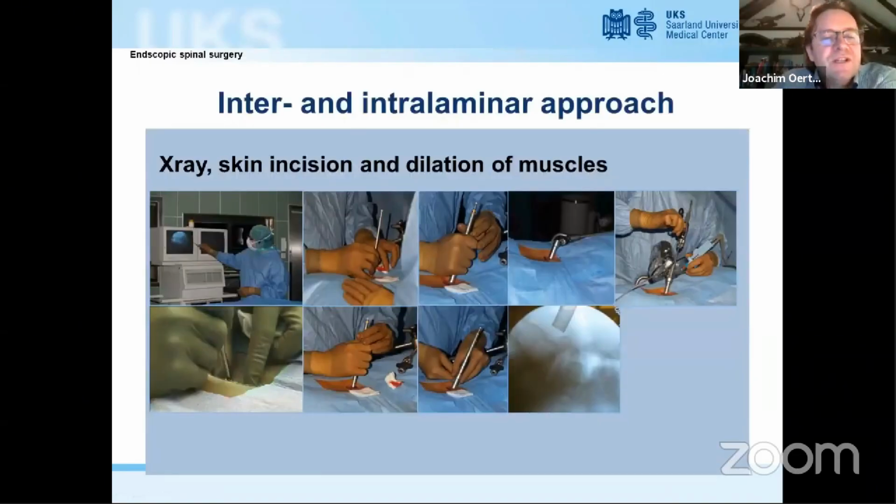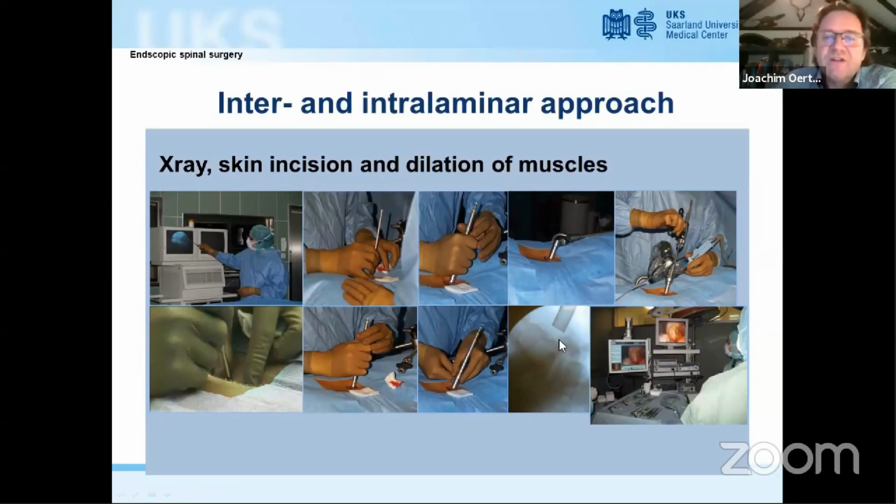What is important? The main difference between the tube-based system and the open microsurgical technique is that you really have to plan the procedure from the beginning. You need an X-ray for perfect localization of the skin incision, and then you dissect the fascia with the skin incision, and you use the dilators to introduce the endoscope.